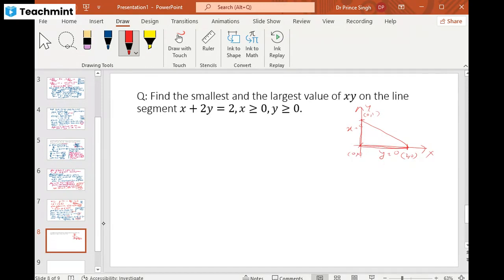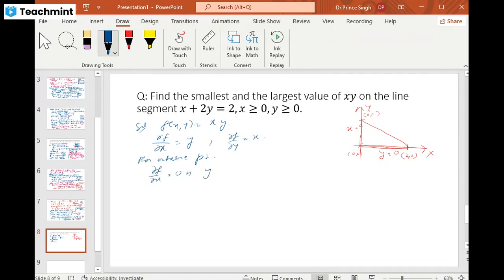with these vertex points. So what is our function here? The function f(x, y) is x times y. Firstly, we find the relative maxima or minima. ∂f/∂x is y. ∂f/∂y is x. So for the extreme point, we put ∂f/∂x equal to 0, meaning y equal to 0, and ∂f/∂y equal to 0, meaning x equal to 0. So the point is (0, 0).